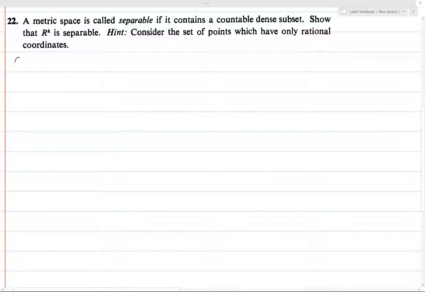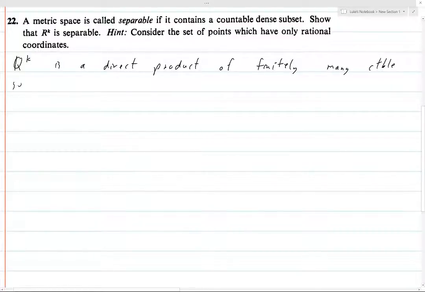So Q^k is a direct product of finitely many countable sets, because Q is countable and we're taking the direct product of k copies of Q. Okay, so it's a direct product of finitely many countable sets, and thus is countable. Okay, so countable done. Now we need dense. Certainly, it's a subset.